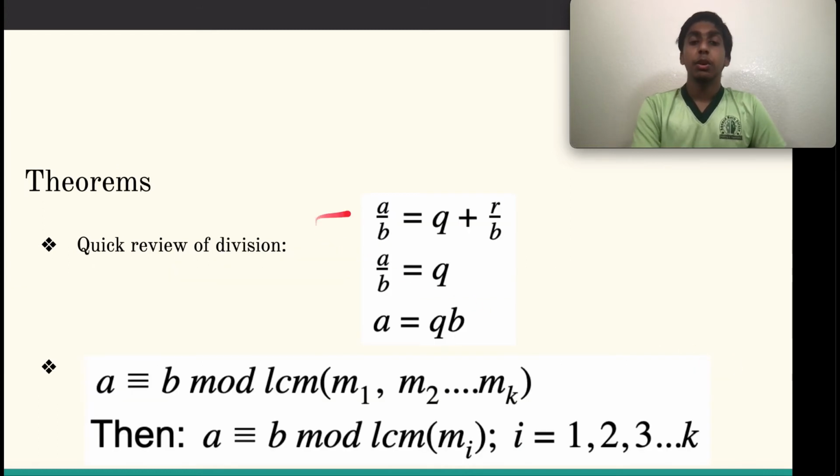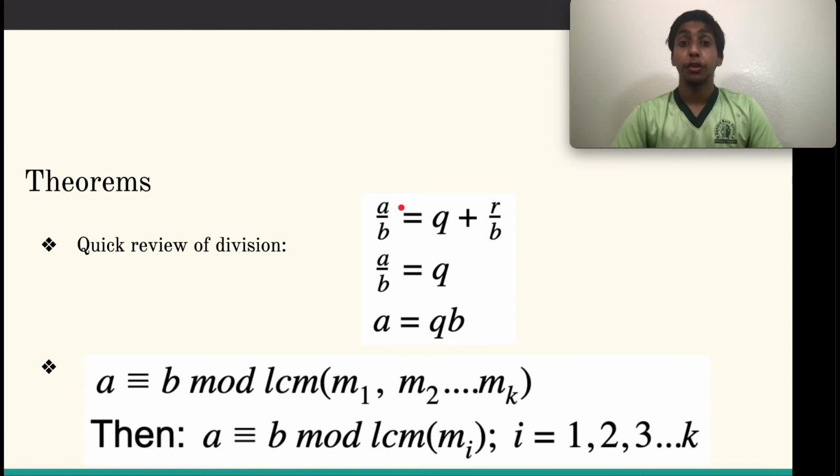Okay, so here we have a quick review of division in the form of a theorem. If I have a divided by b, that's going to give me q plus r over b, right? So my remainder over my b, and my q is going to be my quotient. So again, a divided by b is my quotient, and we can also rewrite this as a is equal to the quotient times whatever I'm dividing by, plus the remainder.